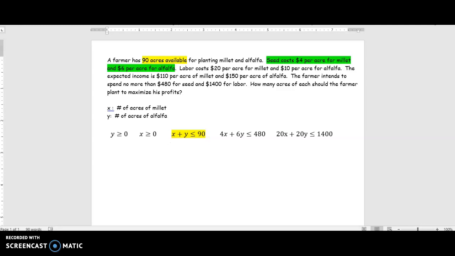Then we have the seed cost $4 per acre for millet, $6 for alfalfa. We can spend 480, represented by that constraint. I think I have that right. Labor is $20 per acre for millet, $10 for alfalfa, 1,400 on labor. This has got to be revised here. Looks like it has to be 10 for alfalfa. So I think we're good there.